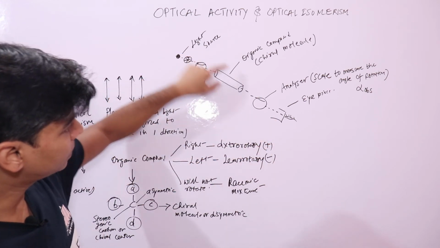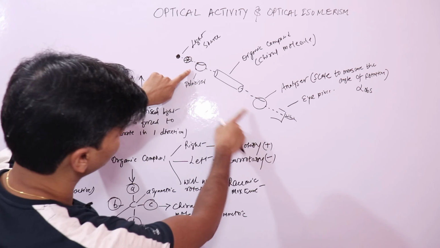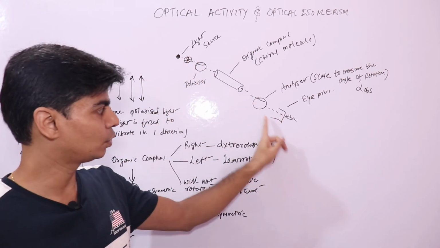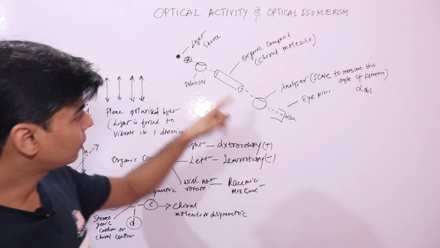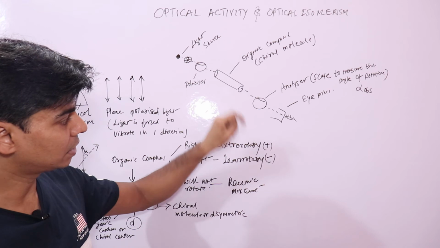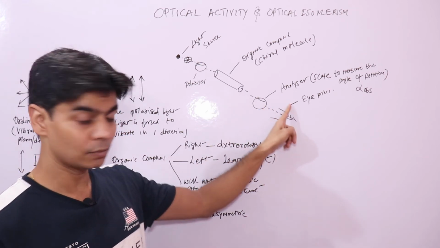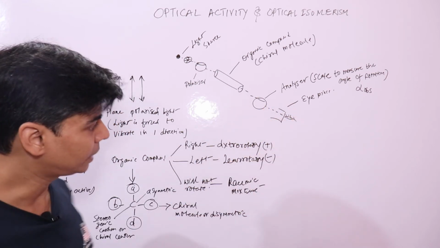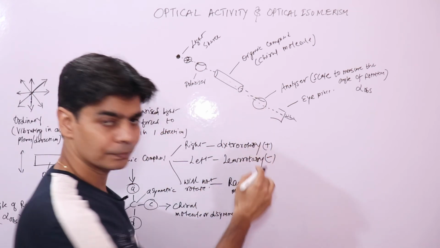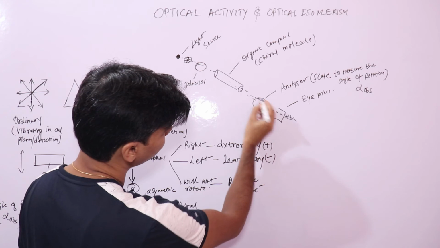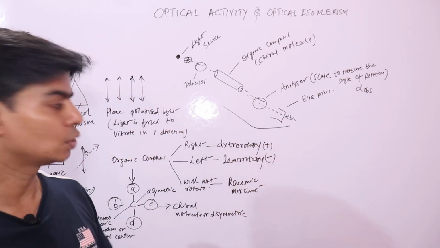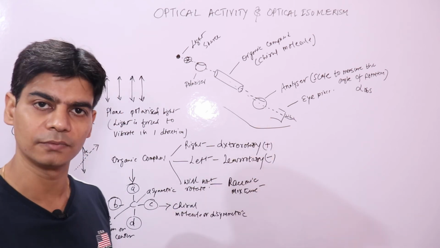Because the setup of these two, the analyzer and the polarizer, is such that no light passes through and reaches the observer. But when you pour the organic compound and light passes through it, a faint light is observed by the observer, right? Why? Because earlier the light was coming in a direction such that no light was observed. Later, instead of coming in this direction, the light has been rotated in this direction, so a faint light is observed.